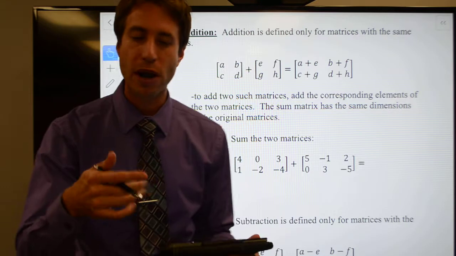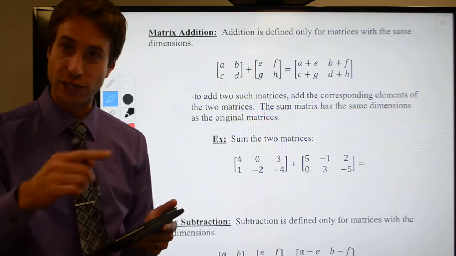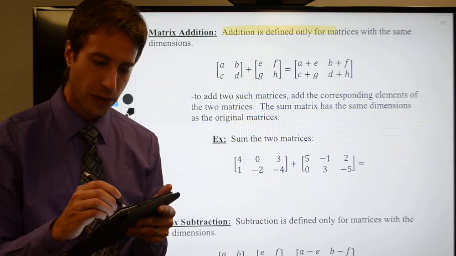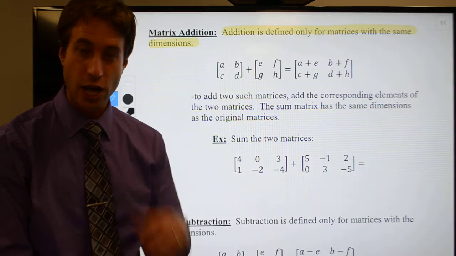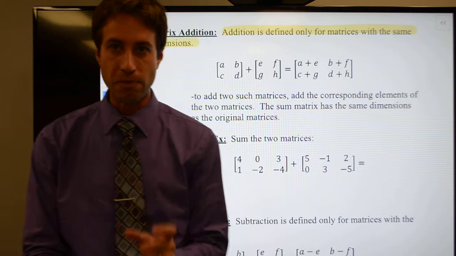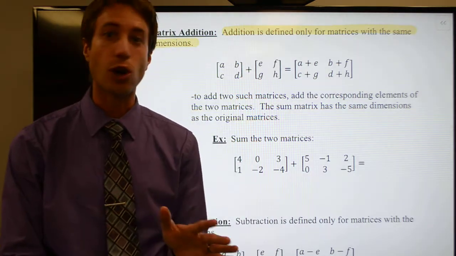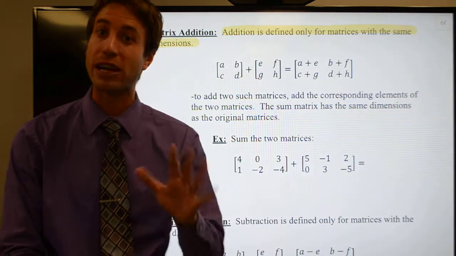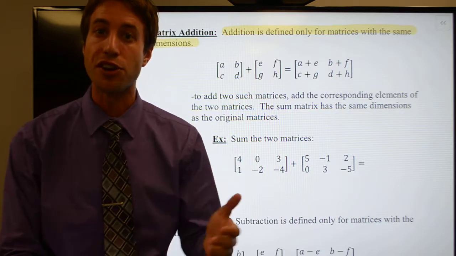So let's jump right into it, and we're going to start with addition. What I've got for you here is a great little definition for adding and subtracting matrices. Addition is defined only for matrices with the same dimensions, all right? So what that means is in order to add matrices, you must have matrices with the same dimensions. If the matrices don't have the same dimensions, you cannot add them together. In fact, what we'll say is that addition is undefined, all right?